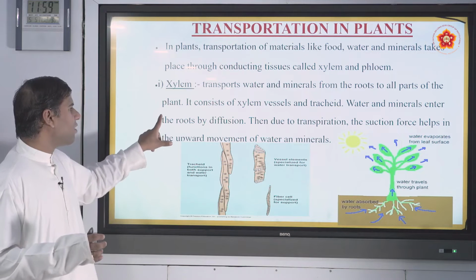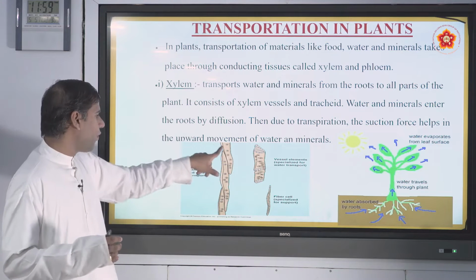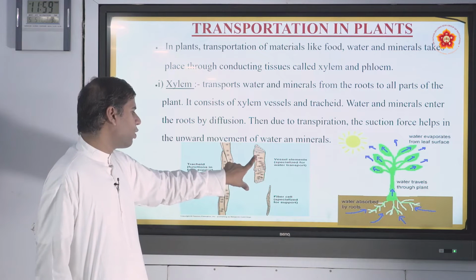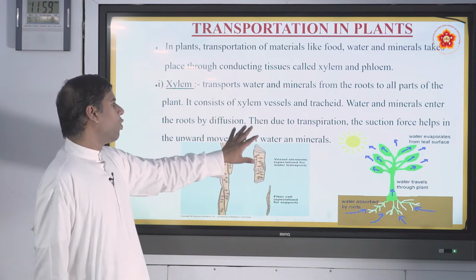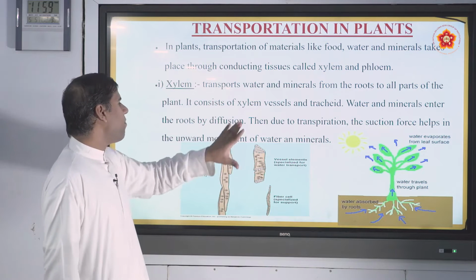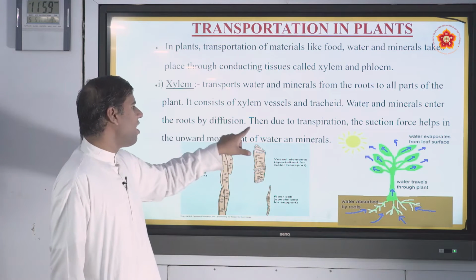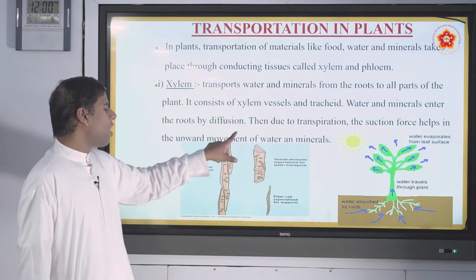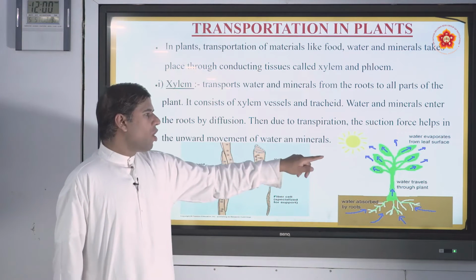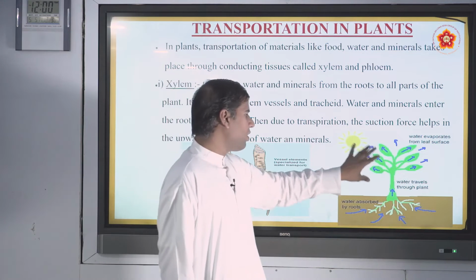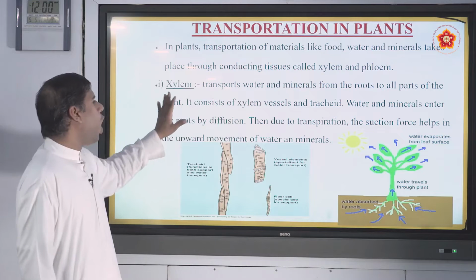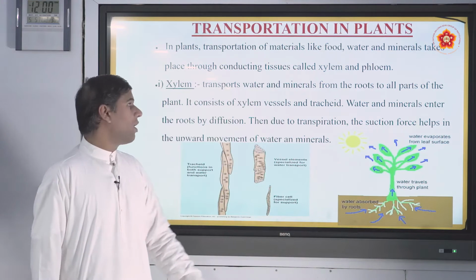It consists of xylem vessels and tracheids. This is a tracheid here. It is a vessel which is specialized for the transport, with fiber cells over here, to all parts. Water and minerals enter the root by diffusion, and then due to transpiration, the suction force causes the upward movement of the water and minerals. Water evaporates from the leaf surface. Do you see here? Water enters here, and then it is transported to all the parts of the plant.